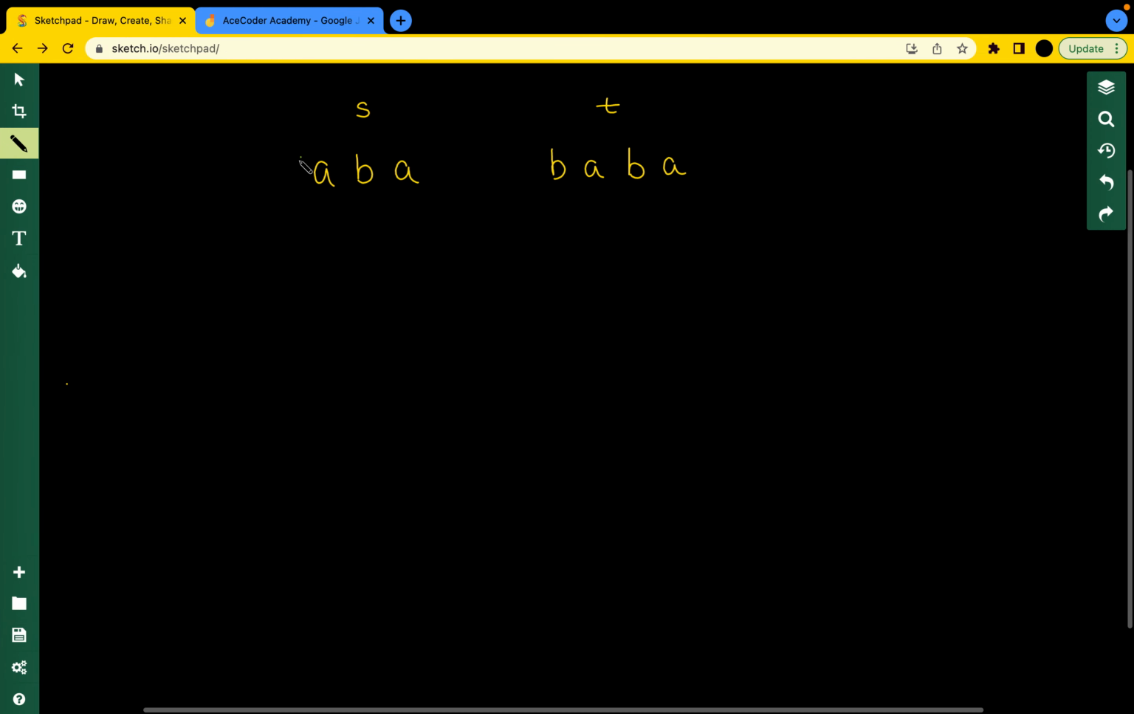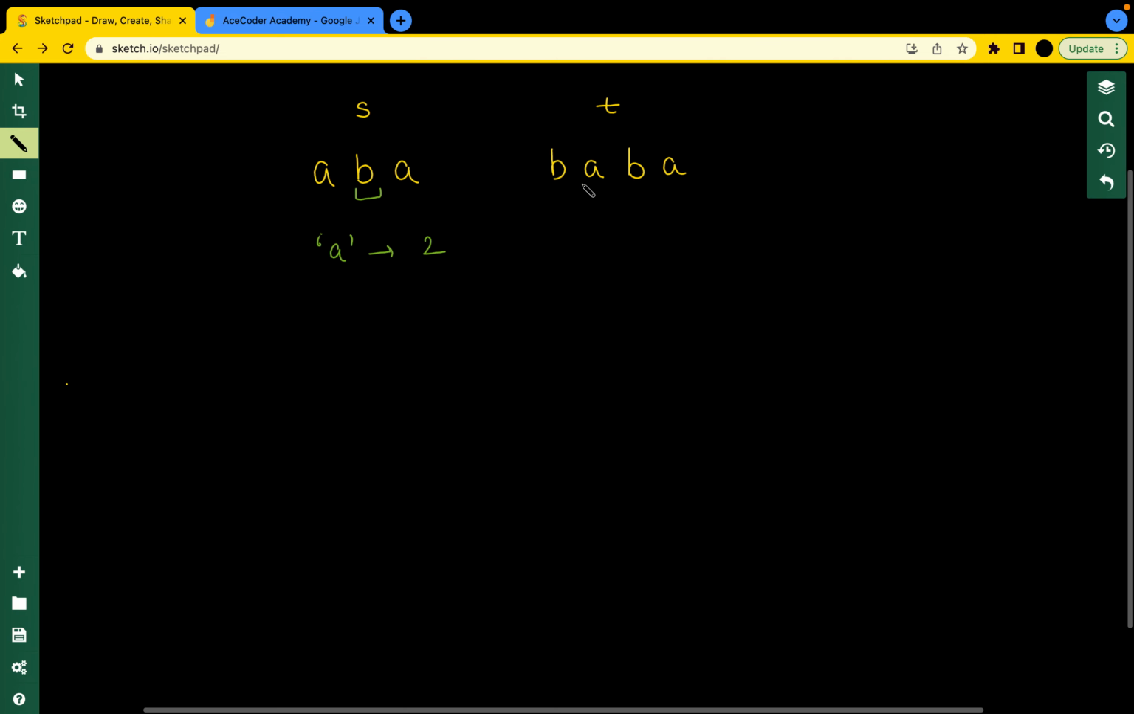Here we are given a string S and a string T. Now let's see how many different ways are possible to select substrings from S and T such that they differ by a single character. If I have selected this substring, then how many other substrings that differ by a single character are possible? One is this and the other is this. So when we have selected only A, then two are possible.